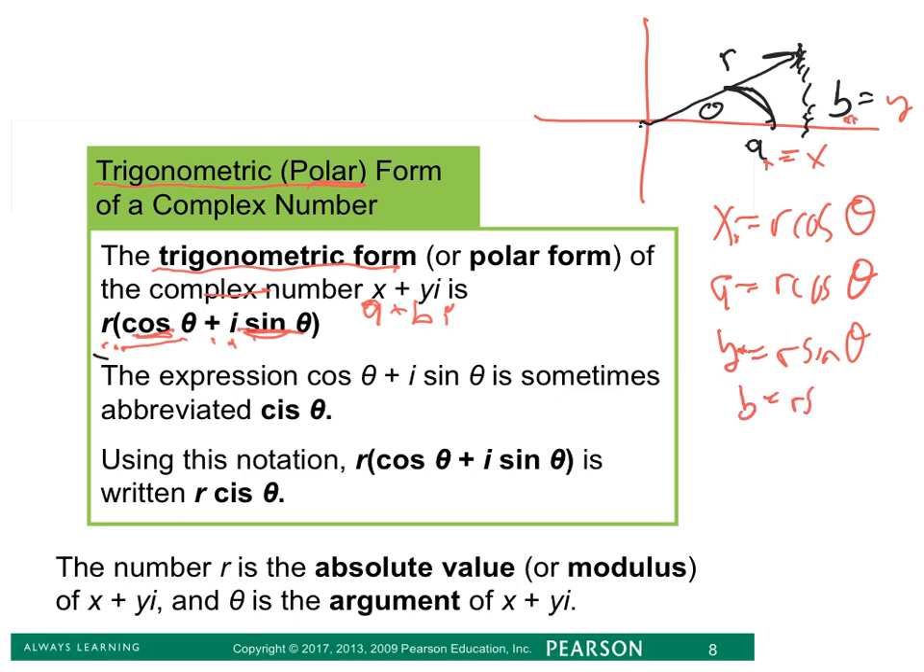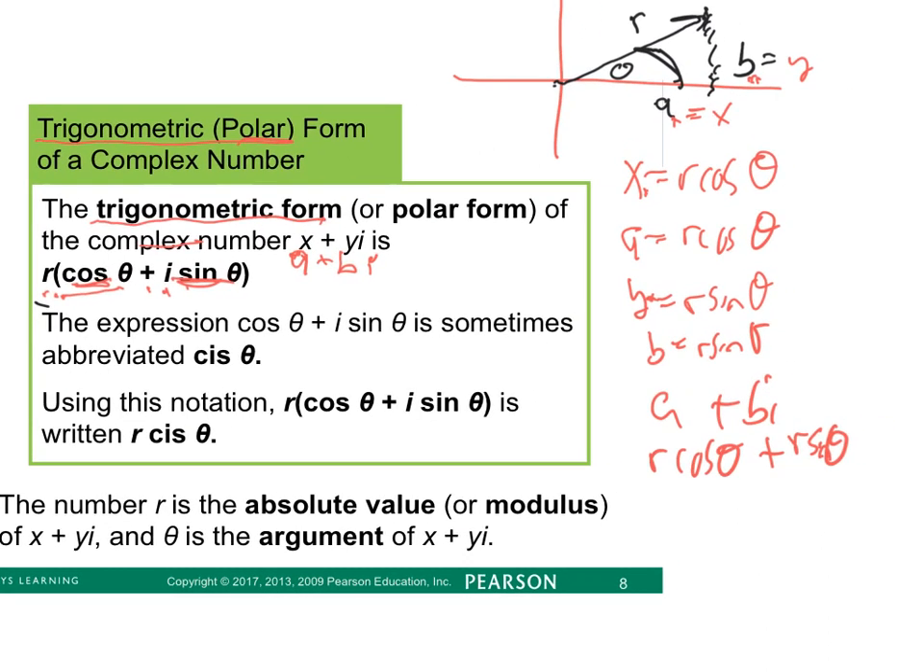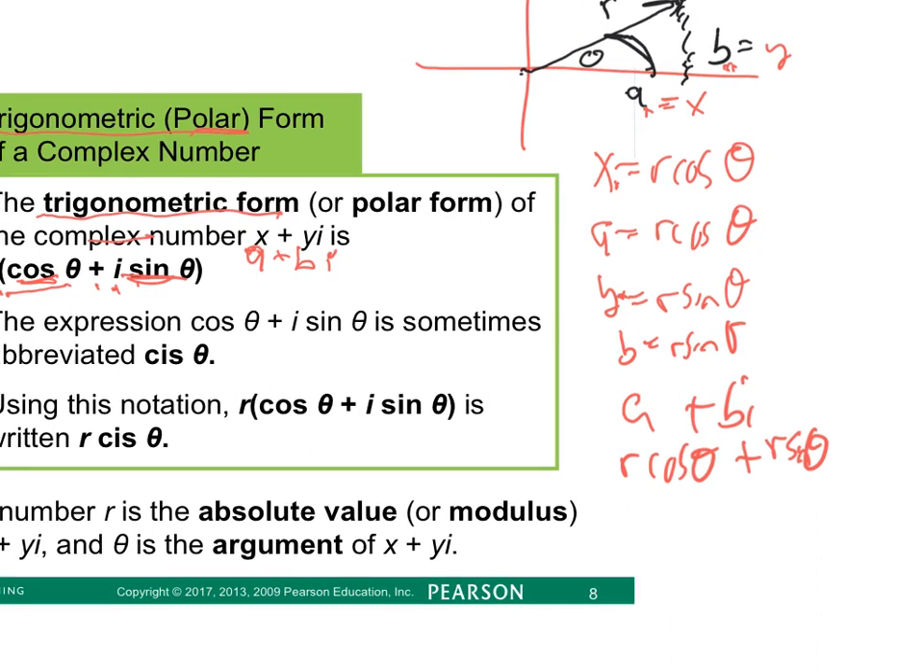b equals r sine of theta, then my a plus bi would really be a is r cosine theta plus my b was r sine of theta. See what I'm saying here? A plus b, and don't forget, that's a plus bi.